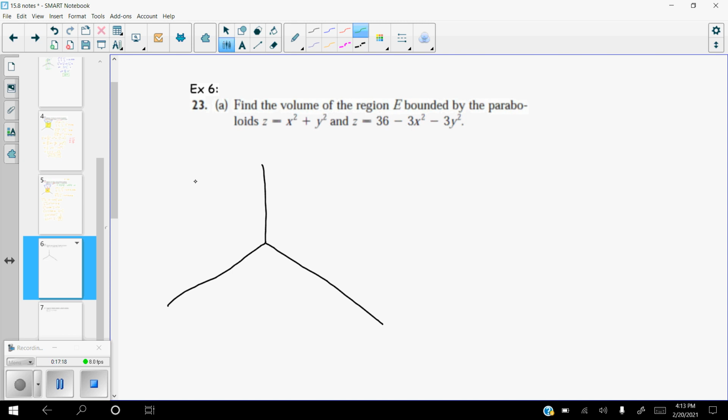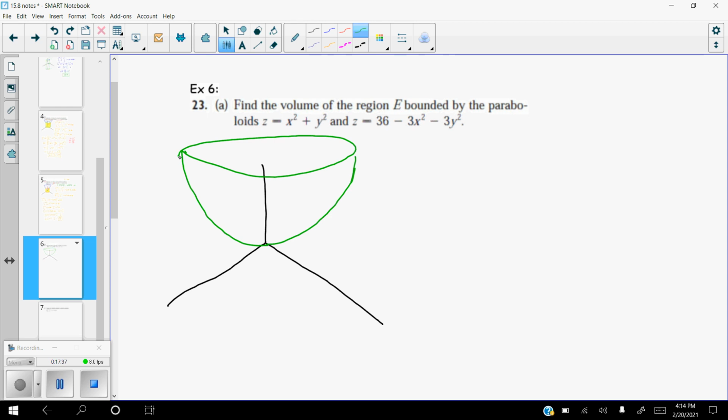That one's going to look something like this. Whoa, I missed completely on that. Let's try that again. It's going to look something like that. And obviously it'll keep on going. And then z equals 36.